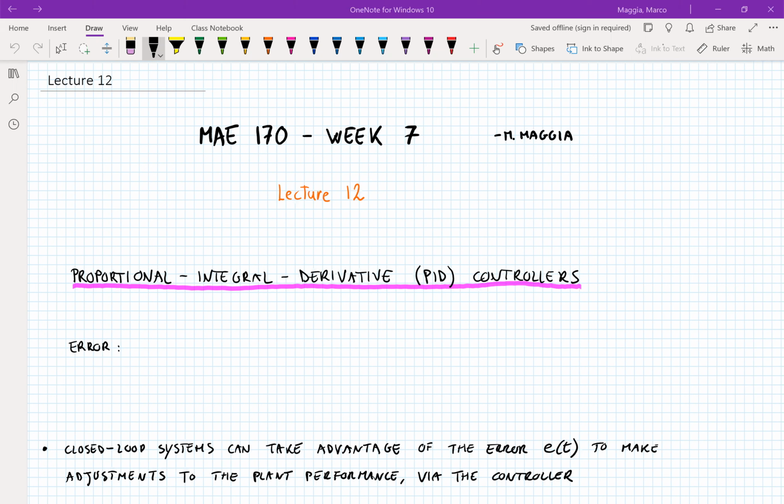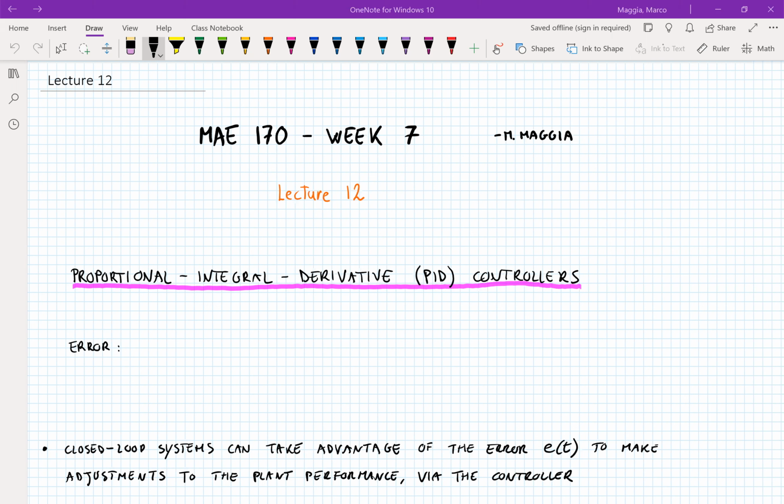In part 1, we've covered the phase lag compensators. And in this part 2, we're going to cover some other kind of controller, which are very, very common. They are known as proportional, integral, and derivative controllers, aka PID controllers.